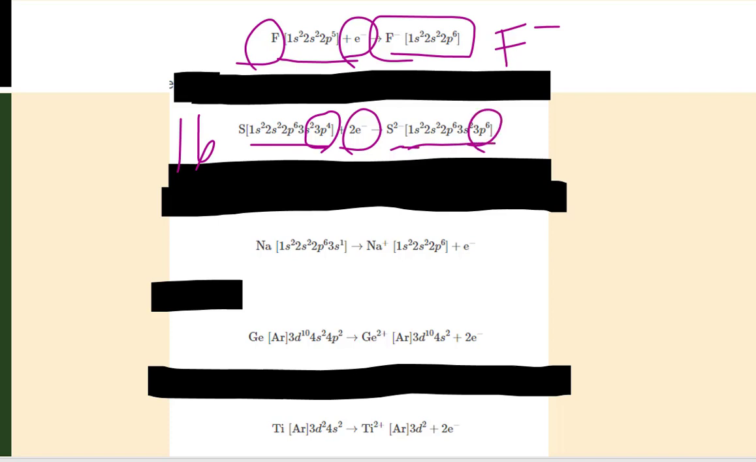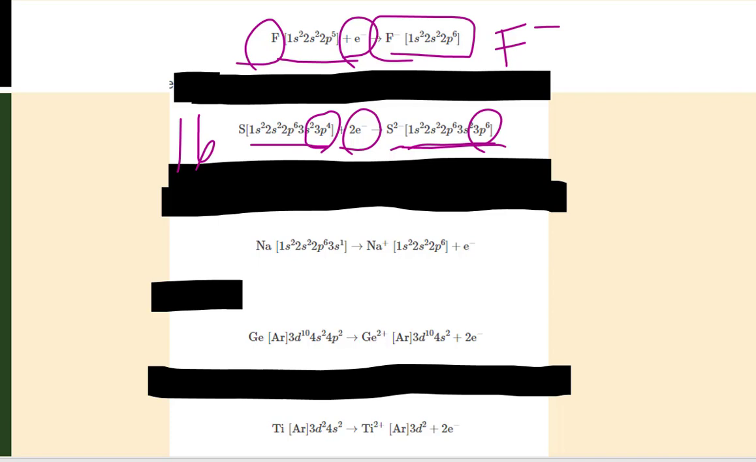Again, remember, this should be the same electron configuration for argon. So S2 minus is isoelectronic. Iso means same, electronic, same number of electrons as argon.